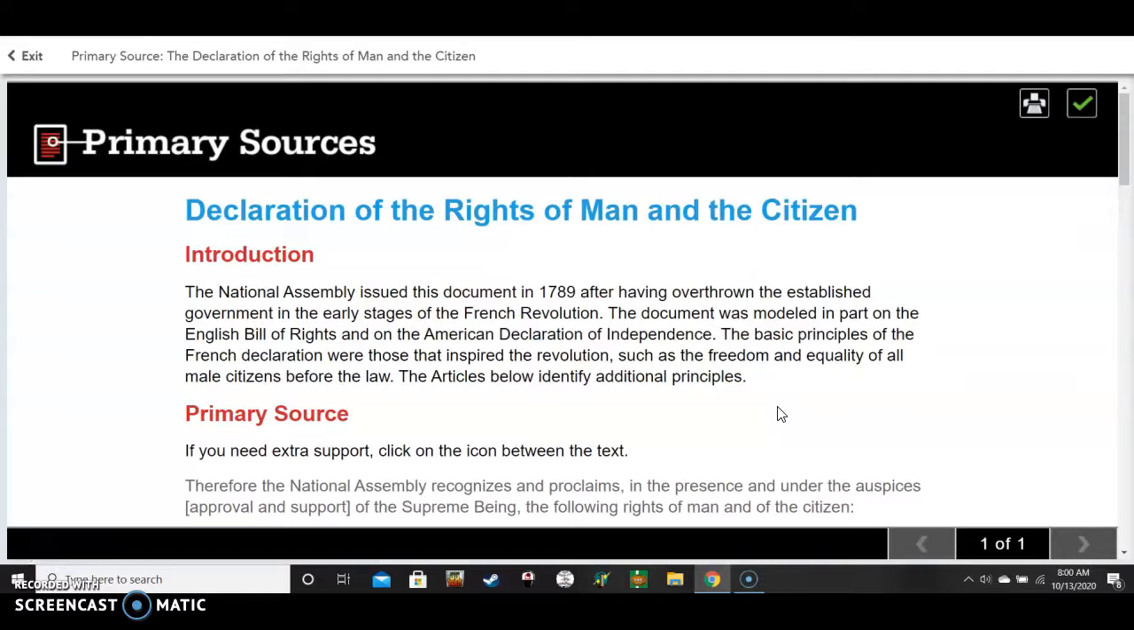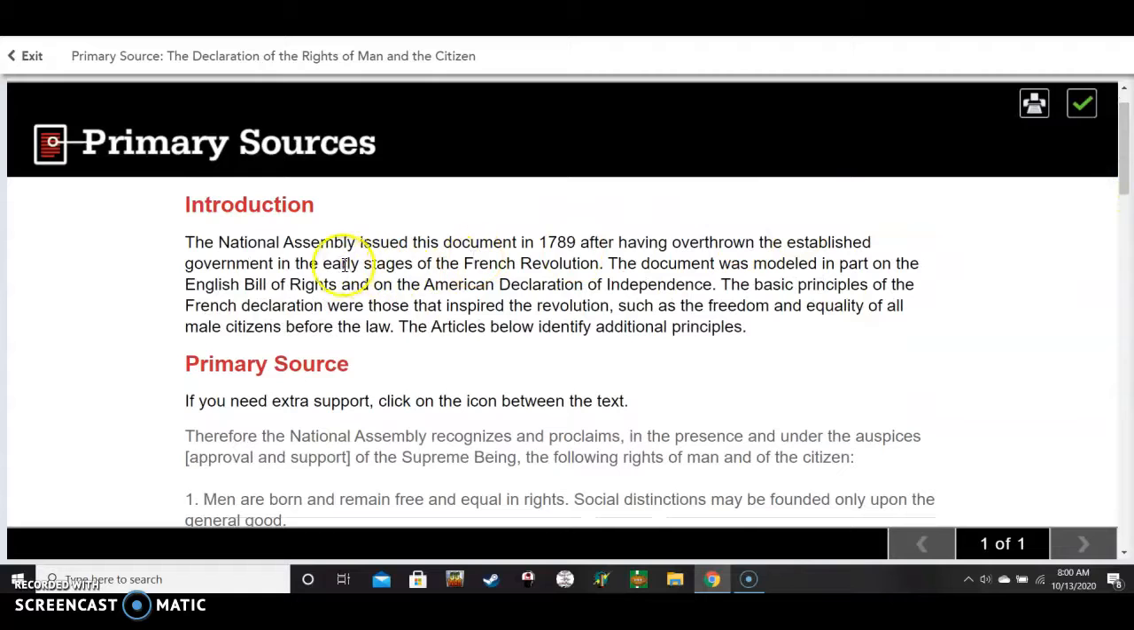This has a little bit more writing and a little more reading than other assignments. This is kind of a closing activity for the unit, and you'll have today and tomorrow to finish it. It consists of an introduction and an explanation of the task and about the document of the rights of man. Again, this is the French version of the Declaration of Independence and also the Bill of Rights.